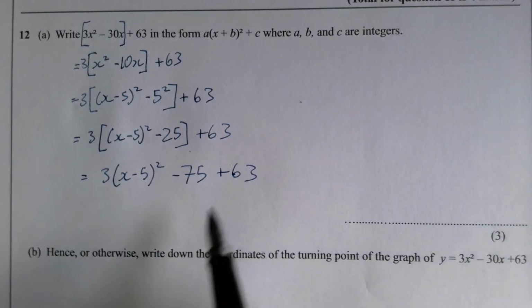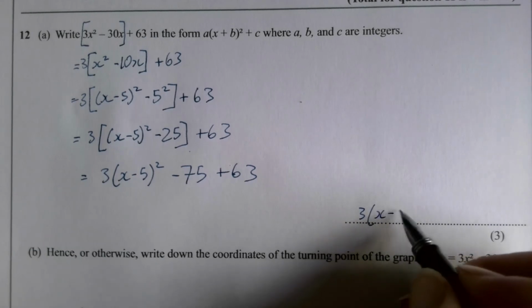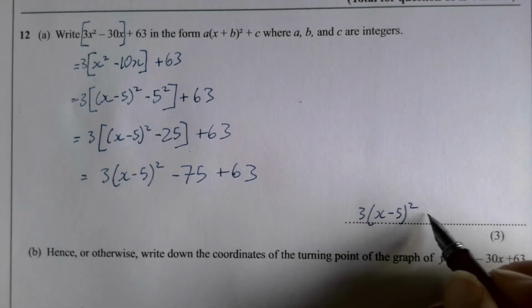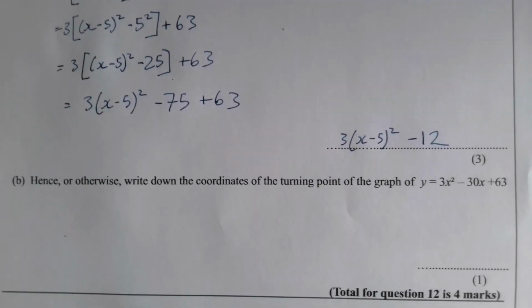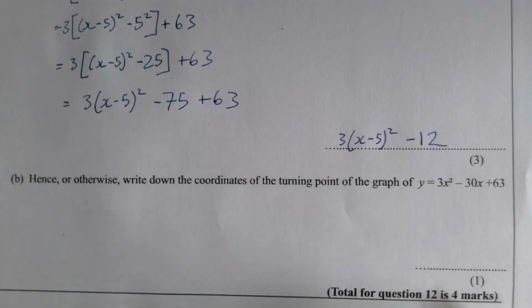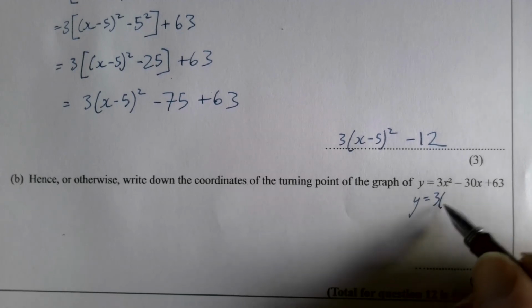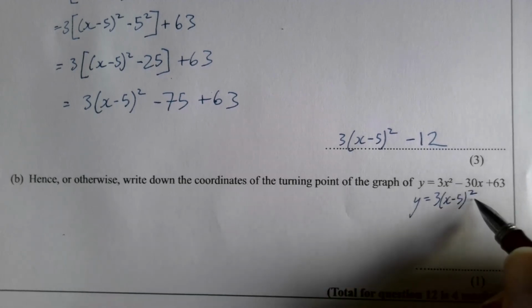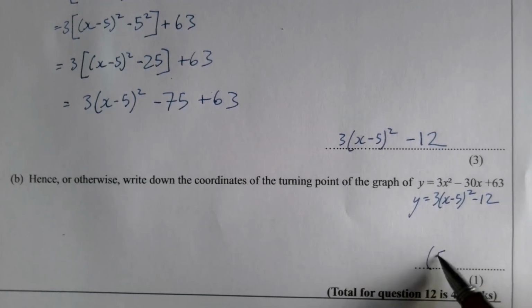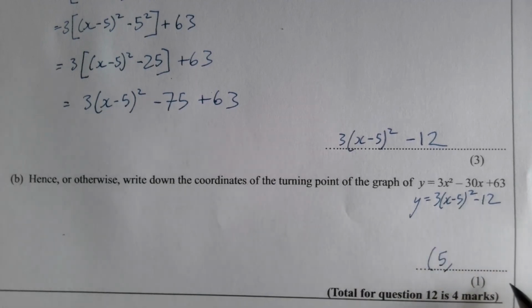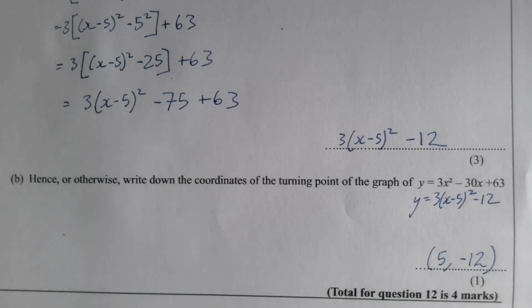And our final thing to do is just to simplify those by taking 75 from 63, which will be the difference between them, which is 12 and negative. So all of that means we can now answer this final question by replacing 3x squared minus 30x plus 63 in the completed square format. This bracket must equal 0, so x must equal 5. When that bracket is equal to 0, our y value will be negative 12.